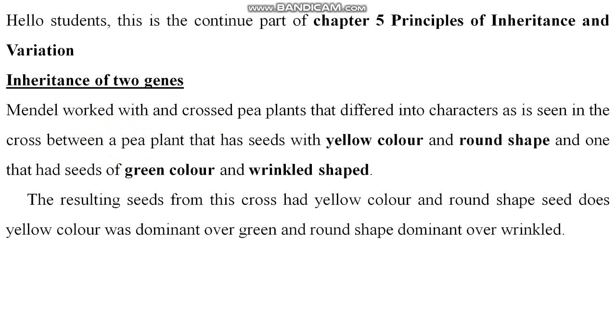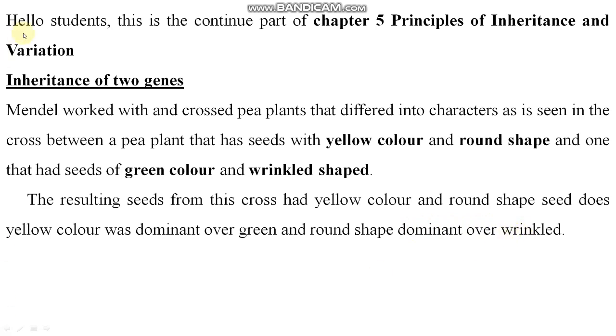Today we will see the inheritance of two genes, how two genes are inherited into the next generation. We will study the dihybrid cross. Clear? So here he has taken a yellow color and round shape seed and a green color and wrinkled shape seed. These are two different characters of the plant he had taken. The resulting seeds from this cross had yellow color and round shape. Thus, yellow color was dominant over green and round shape dominant over wrinkled.